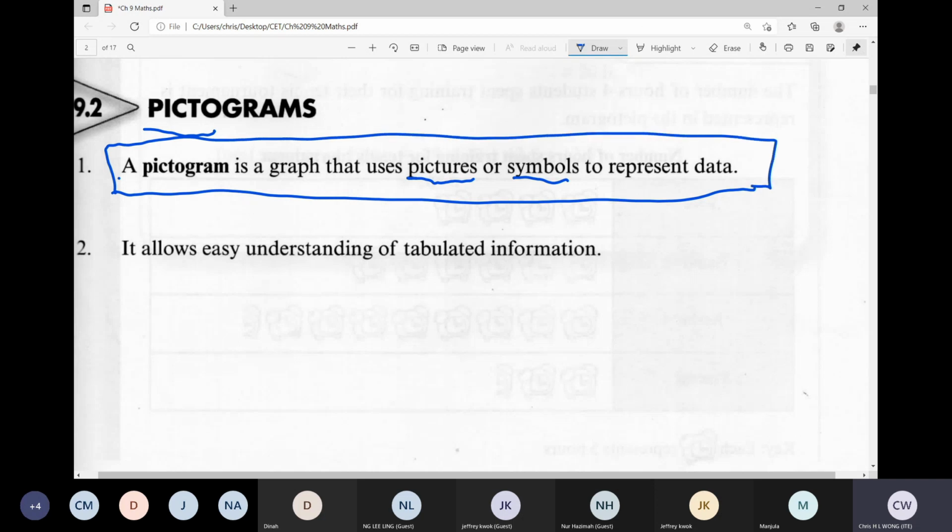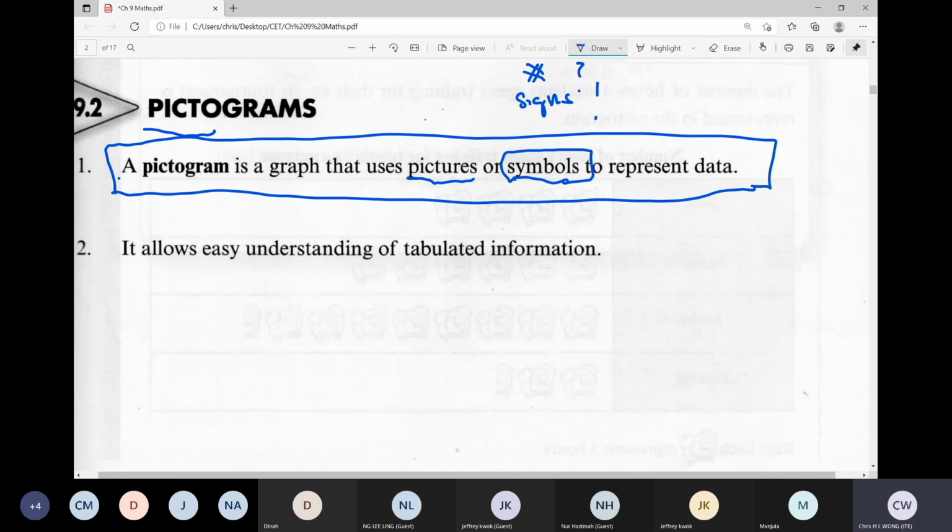What is a pictogram for? A pictogram is a graph. How do they use it? They use pictures and symbols. Symbols are like signs, or they can represent data. It might not be a picture. It can be just a sign. A symbol can be anything, like this. They can use a symbol of an exclamation mark. So they can use a symbol to represent something.